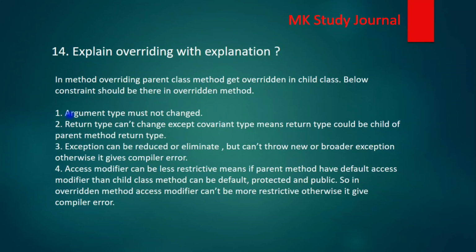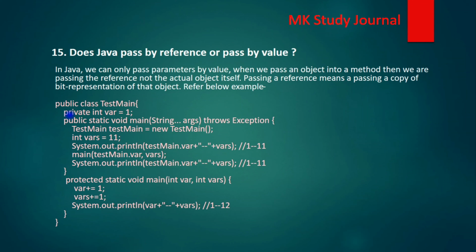You can see that for points 3 and 4 it will give a compile time error. If we throw a broader exception then we will see a compiler error, and similarly if we restrict the access modifier then it will again give a compiler error. So these are the conditions in overriding. Let's move to the next question.